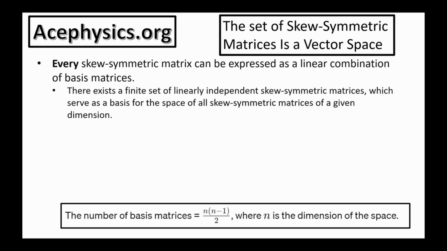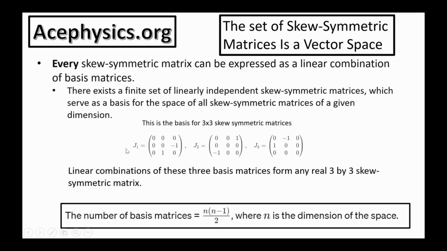Now I want to discuss something new related to the entire set of skew-symmetric matrices. The set of skew-symmetric matrices is a vector space. What this means is every skew-symmetric matrix can be expressed as a linear combination of basis matrices. There exists a finite set of linearly independent skew-symmetric matrices which serve as a basis for the space of all skew-symmetric matrices of a given dimension.